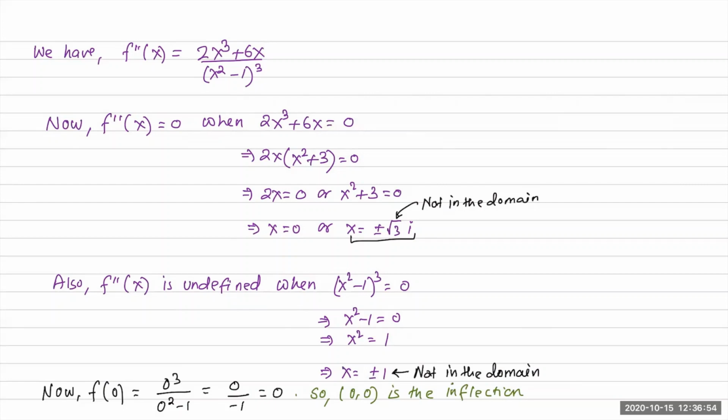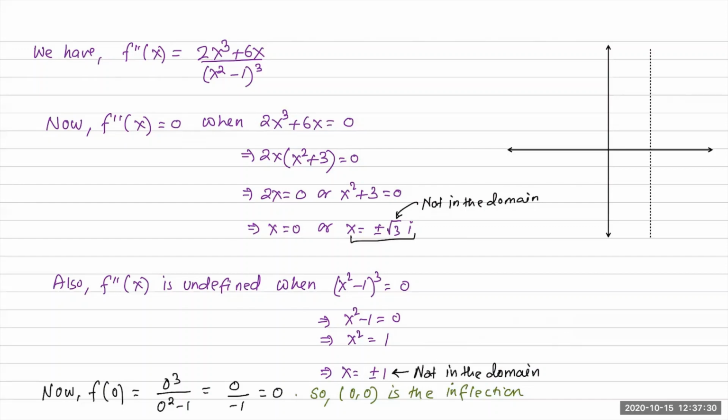Let me demonstrate that using the graph of the function. You can also draw this graph in your notes. Let me draw the axes first. Suppose that is my y-axis, and this is my x-axis. We also know that the function is undefined at plus 1 and minus 1. So let me also draw those two lines, x equal to plus 1 and x equal to minus 1.